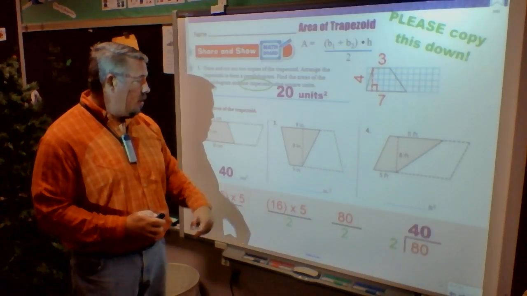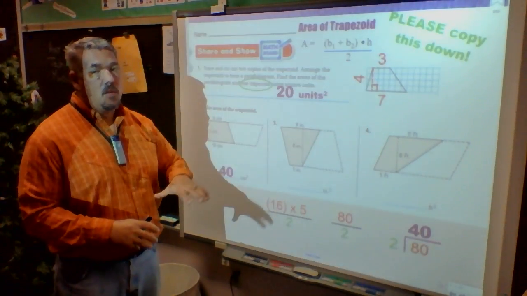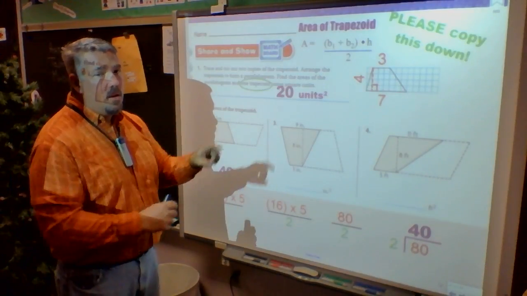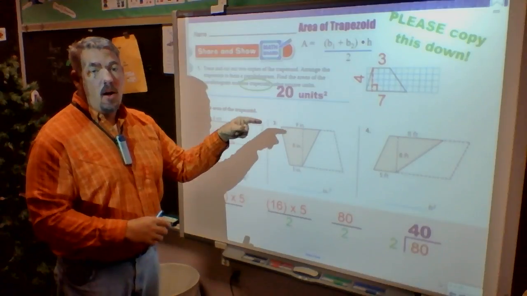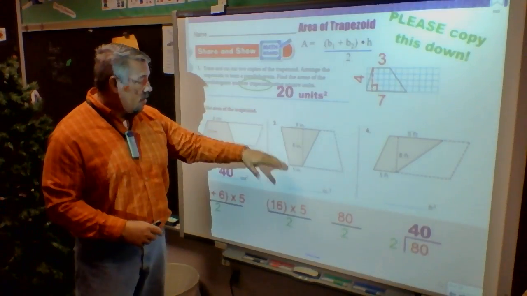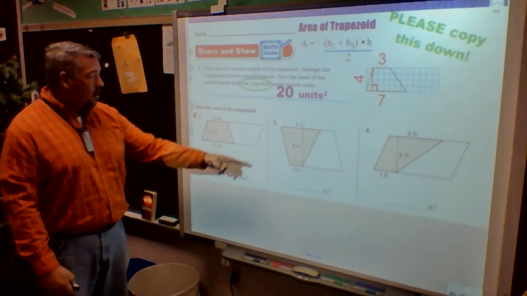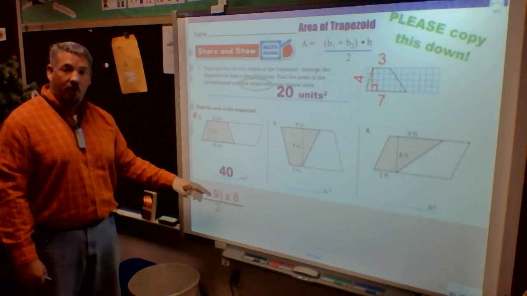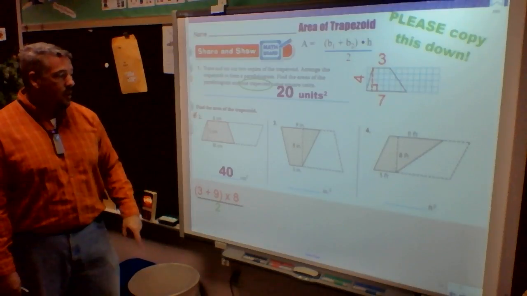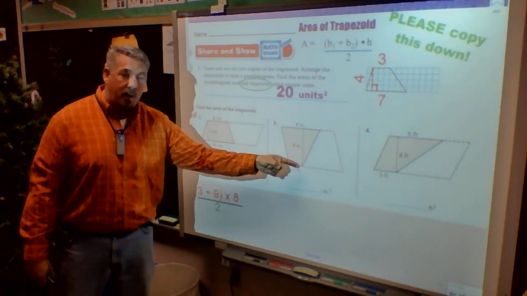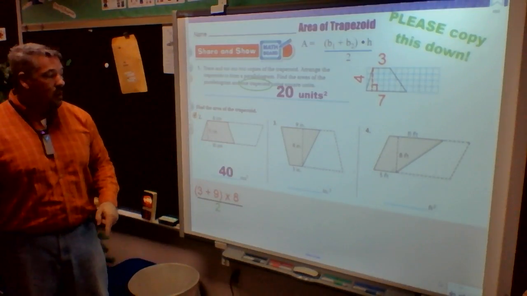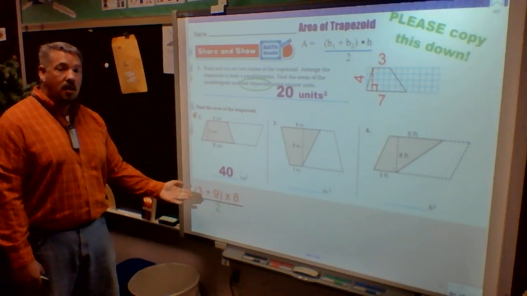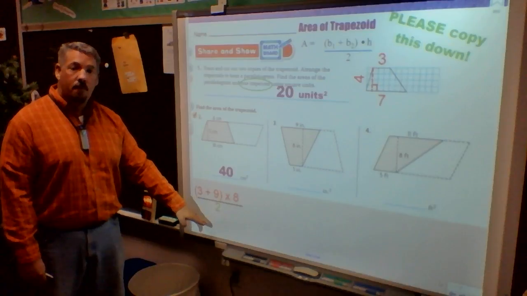Going to question 3 then. Same formula, once again, every time. Base 1 plus base 2 in parentheses times my height divided by 2. And look at the information I'm given. I have 3 and 9 for my bases, so I'm going to take 3 plus 9 in my parentheses. My height, there's my right angle, so I know it's my height. So I'm going to multiply by my height, which is 8. Last step would be to divide by 2.